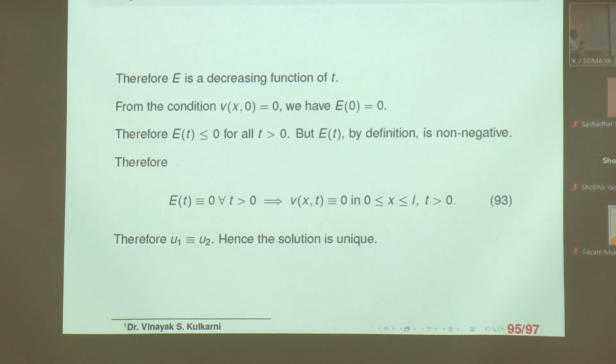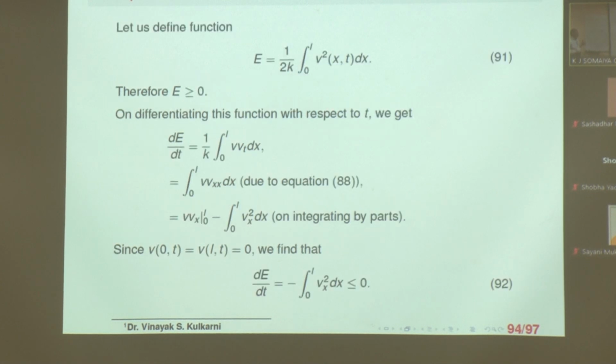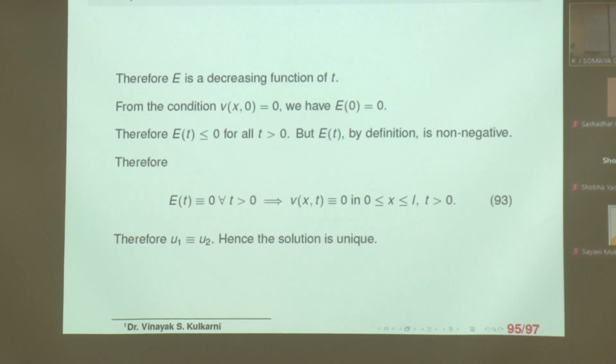But in fact, it is never negative according to the definition, and therefore E of t is always 0. Whenever E of t is 0, v must be equal to 0 according to this particular definition. So v is 0, and therefore of course the solution of the problem is unique. So this is a uniqueness theorem for the non-homogeneous problem of heat conduction.